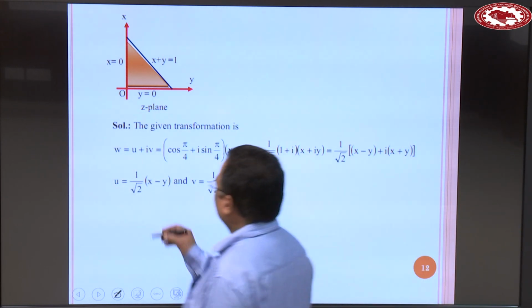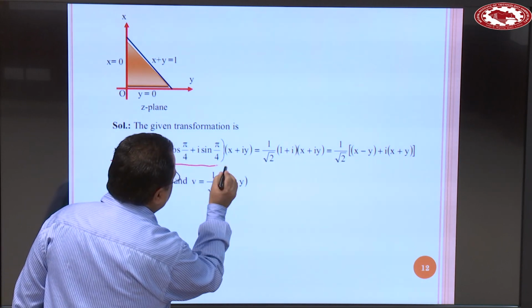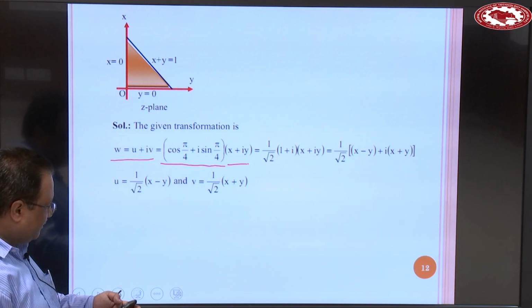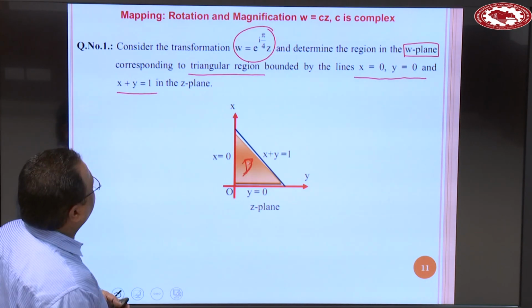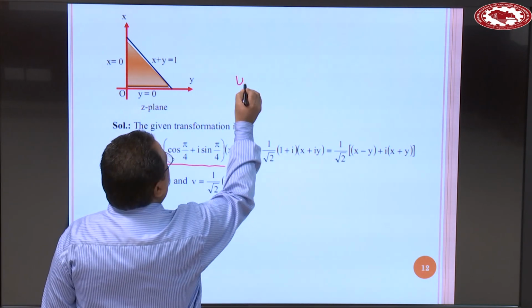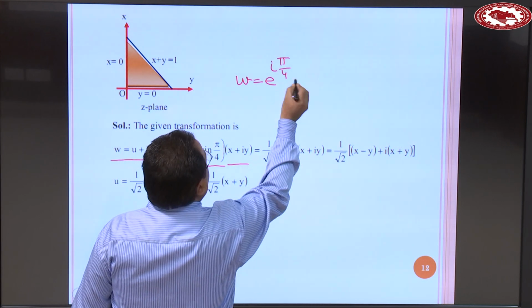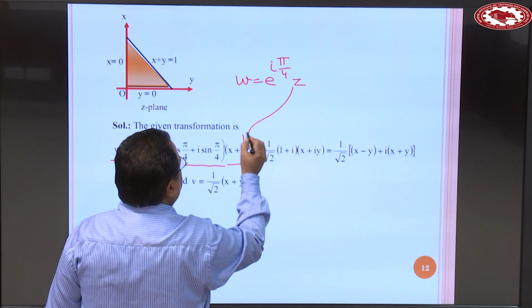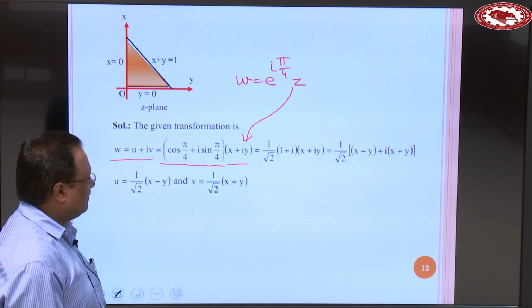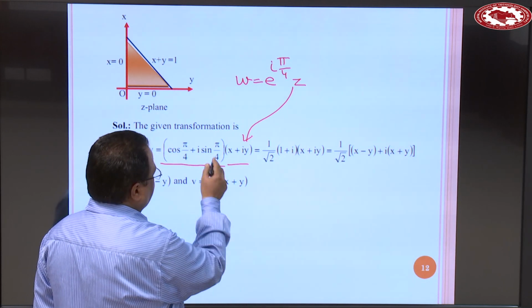So w is equal to u plus iota v, and u plus iota v is cos pi by 4 plus iota sin pi by 4, and z is x plus iota y. We have this transformation, if we remember, w is equal to e raised to the power iota pi by 4 times z. Clear? So z is this, and e raised to the power iota pi by 4 is cos pi by 4 plus iota sin pi by 4.